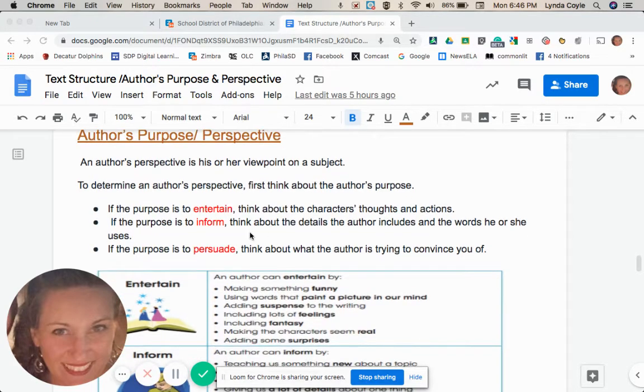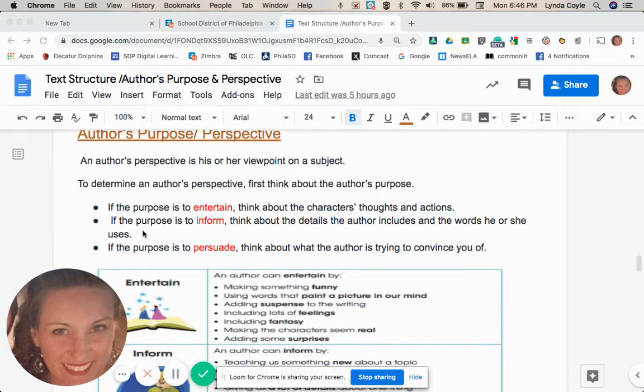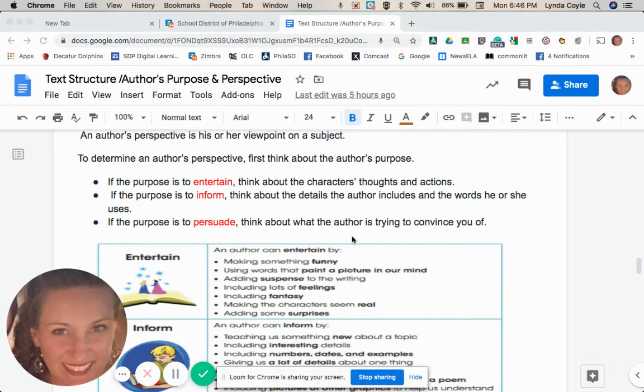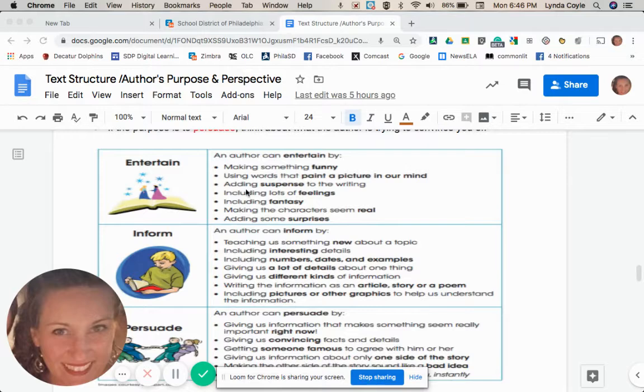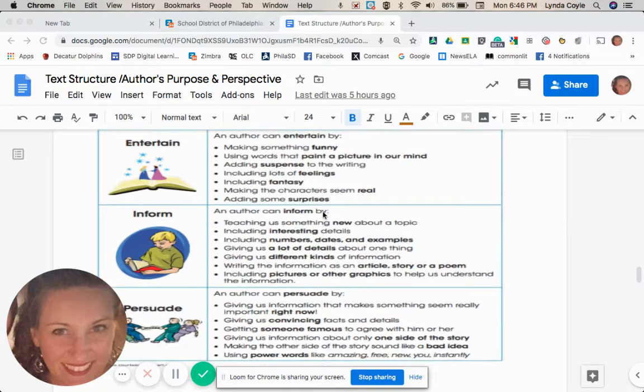If the purpose is to inform, are they giving you details that the author includes in the words he or she uses? Or persuade, are they trying to convince you to do something? Here's another graphic that gives you a little bit more of what they're trying to do. An author can entertain. They can make things funny, paint a picture, add suspense, feelings, fantasy, make characters seem real, or add surprises into a story.